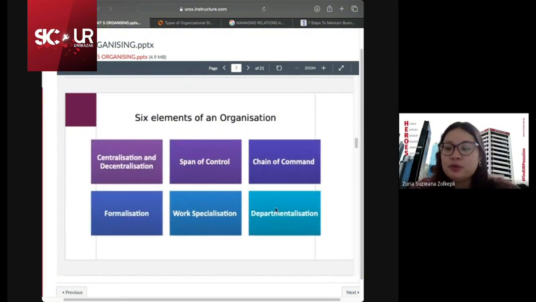Okay, so when we talk about organizing, before we can go to the types of organization or types of structure, let's take a look at the elements of organization. These six things you should be familiarized with, the six elements, all right?